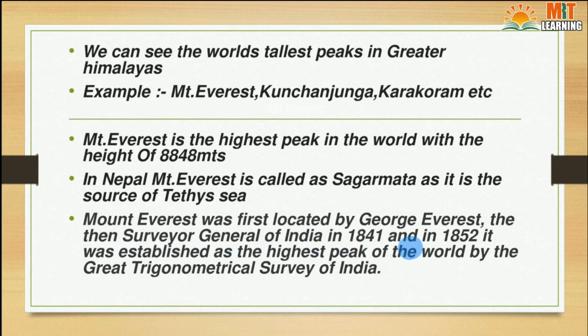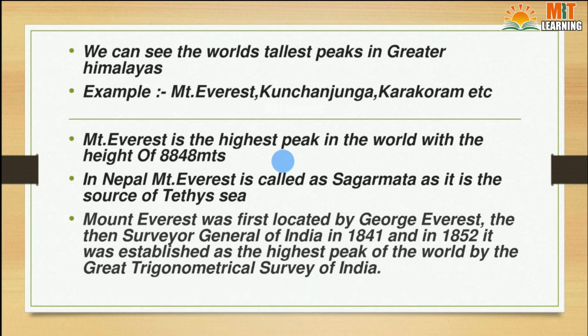Mount Everest was first located by George Everest, then Surveyor General of India, in the year 1848, and in 1852 it was established as the highest peak of the world by the Great Trigonometrical Survey of India. So the mountain got its name from George Everest. Before that they called it Peak 15 and by different names. After George Everest located it and calculated its height, the mountain got the name Mount Everest.